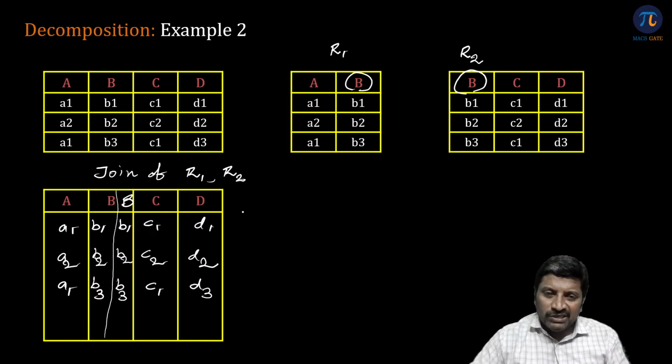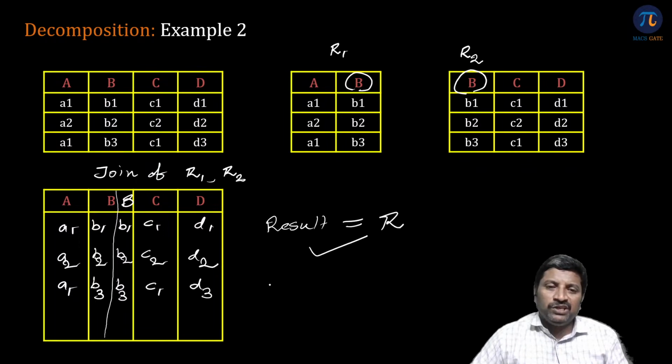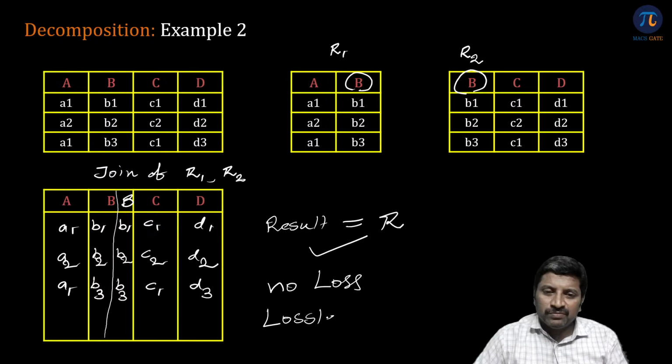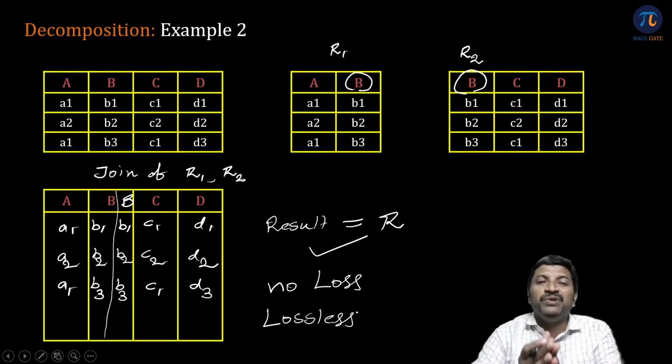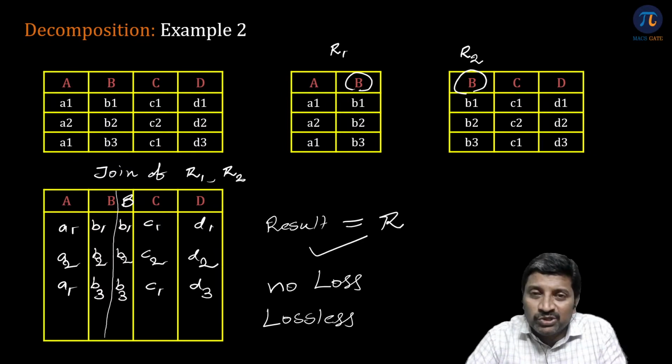Now the question is, is this result equal to the original table? Yes, of course. So there is no loss. Instead of saying no loss, we will say lossless. So this is the meaning of lossless. Now the question is how to verify lossless. Sir, in this example, first, we know the records. Second, the number of records is very small, only 3.